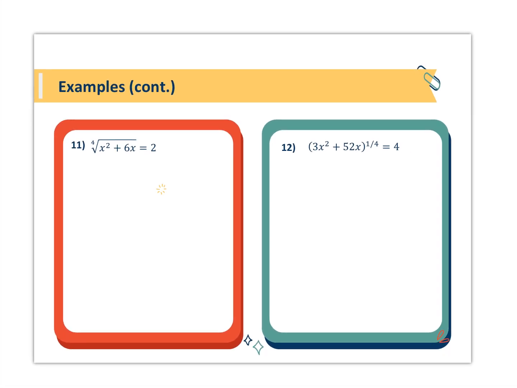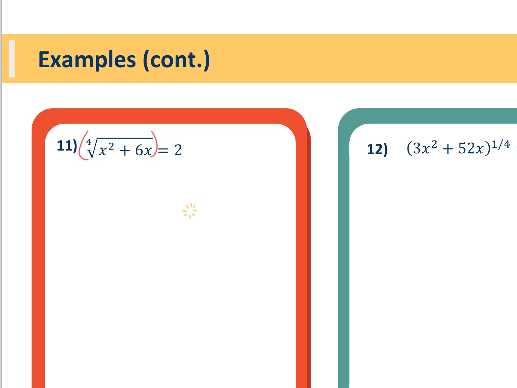Notice we have here the fourth root. So again, to get rid of the fourth root, I'm going to raise it to the 4th power. And so on the left side, the fourth root and the 4 are going to cancel. I'm going to get x squared plus 6x equals 2 to the 4th power, which is 16. Again, it's a quadratic, so I will subtract 16 from both sides.